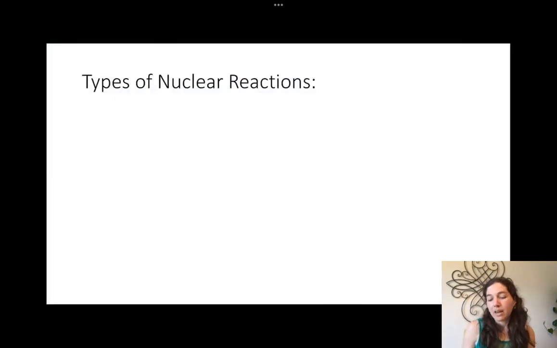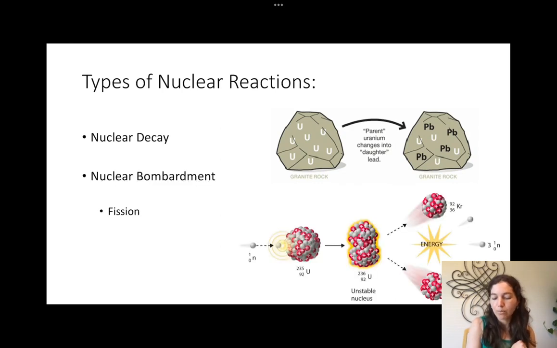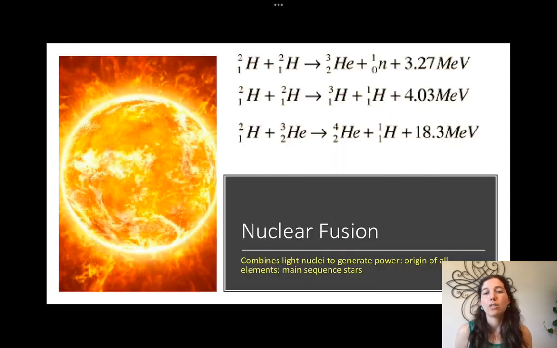Let's again reiterate the types of nuclear reactions we've learned about. We learned about nuclear decay, which is a natural process. We learned about nuclear bombardment through fission, which is where you're hitting a heavy atom with a neutron in order to split it apart and get energy. We're going to talk about one more type, fusion. Nuclear fusion is an interesting phenomenon that primarily happens on main sequence stars out in outer space. And the difference between nuclear fusion and nuclear fission is that it uses lightweight atoms.